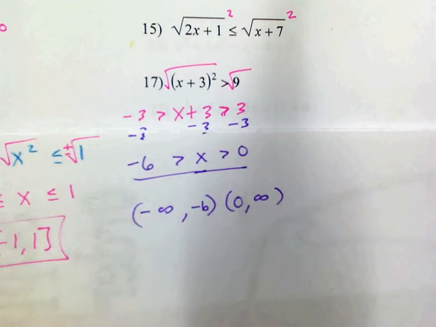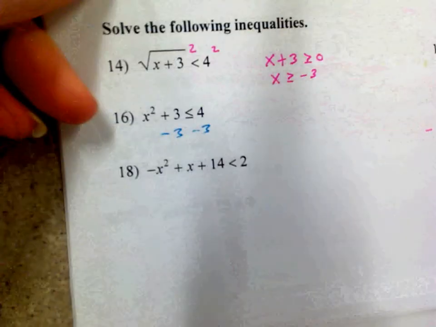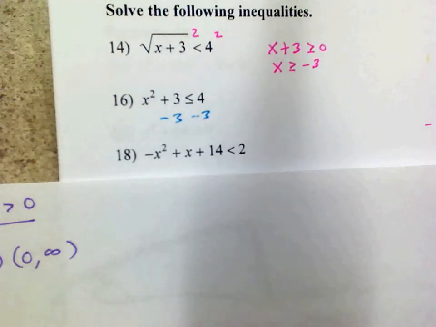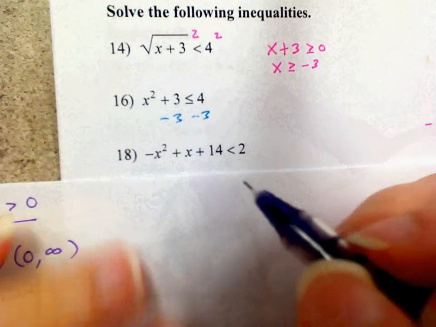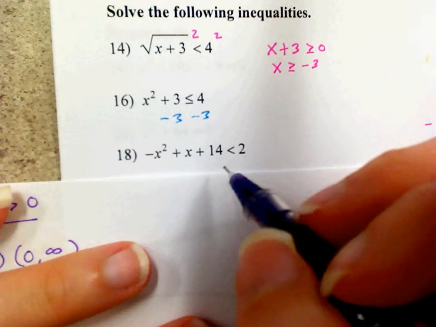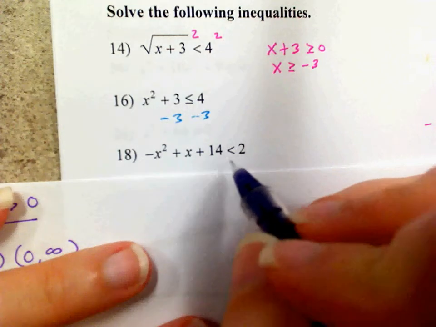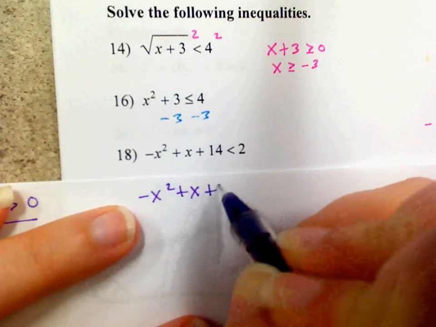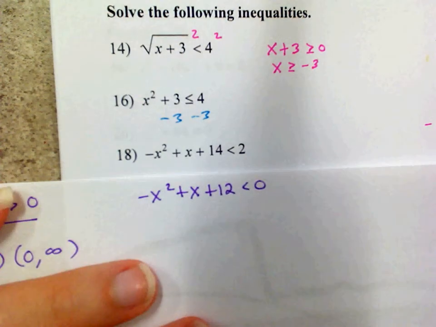Alright, so we got a quadratic, and I want to know when is it less than 2. Well, normally I would say subtract 2, but I'll go ahead and do that. I'm going to subtract 2. So I've got negative x squared plus x plus 12 is less than 0. Okay, I've got a negative with my quadratic. You can deal with it.